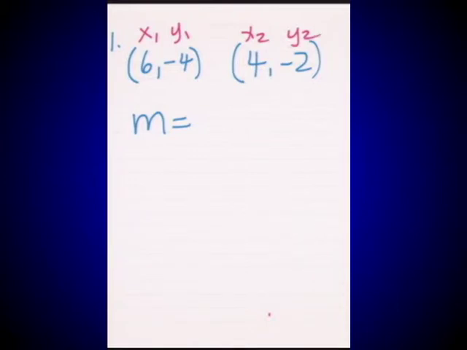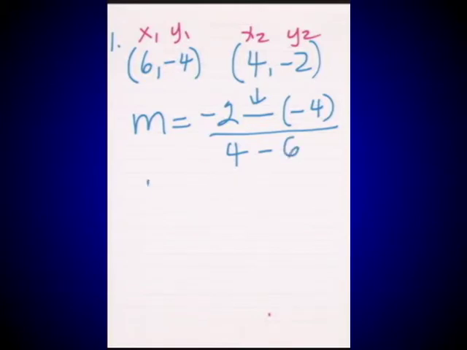So then the slope is Y sub 2, which is minus 2. Then we have minus in the formula. But then Y sub 1 is negative, so we've got minus in the formula and then negative 4. So don't get mixed up and put just one minus here because 4 is negative. No, you've got to have 2. And then X sub 2 is 4 minus X sub 1, which is 6.